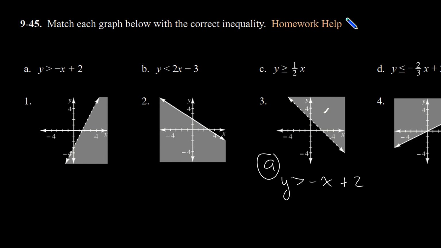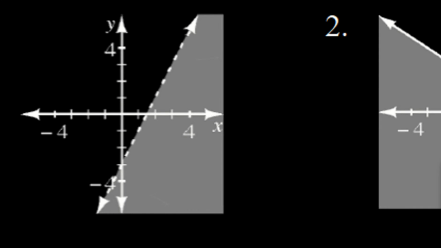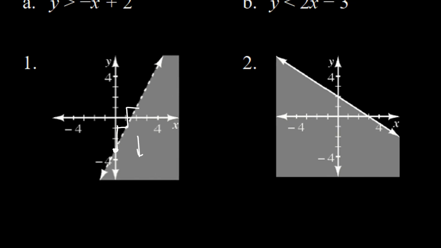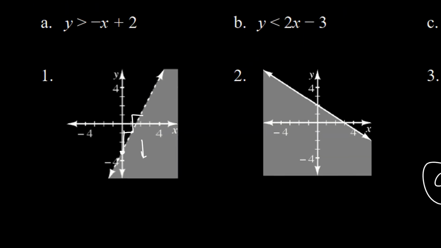Let's look at the next one here. For B, this says y is less than 2x minus 3. So I need a y-intercept at -3, and the only one that has that is number 1. I can see the y-intercept, and the slope is up 2 over 1. So from here I'm going up 2 units and to the right 1 unit, up 2 units and to the right 1 unit. And I do have the y-intercept at -3. Also, the y values that are shaded are the ones below the line, right? Y's are less than the boundary. So this goes with B. It is y is less than 2x minus 3.